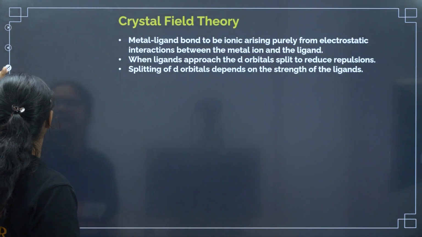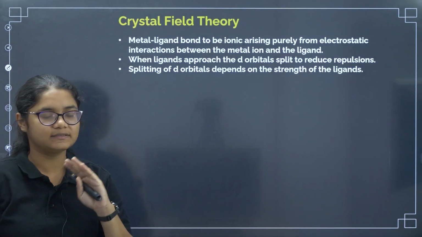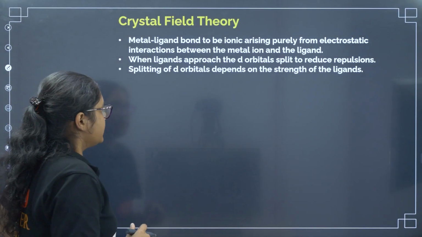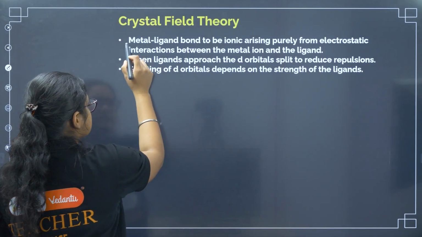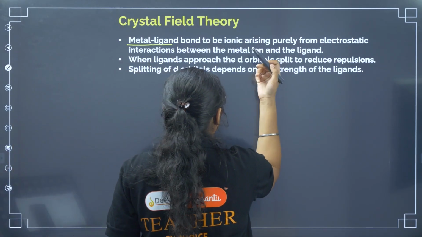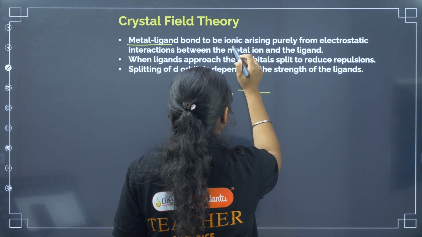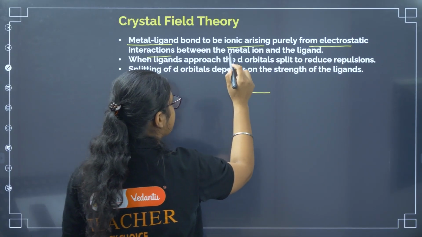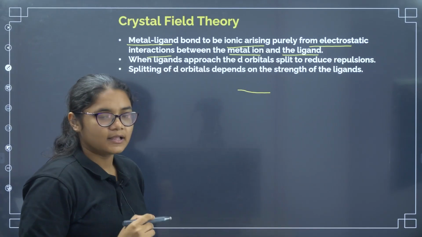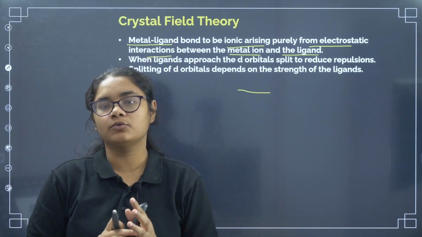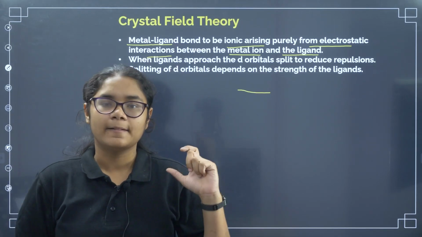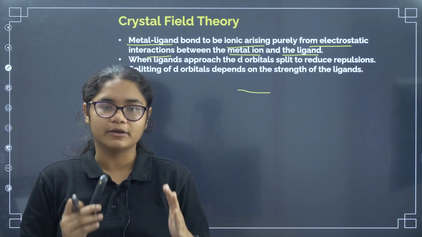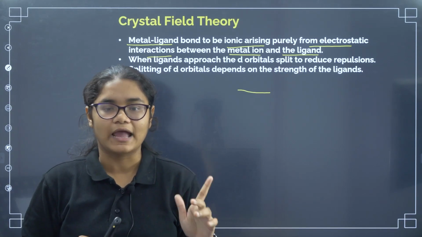So what does crystal field theory tell us? After valence bond theory, the next bonding theory is crystal field theory. In crystal field theory, a question was asked on this. You should know the metal ligand bond is considered to be ionic, arising purely from electrostatic interactions between the metal ion and the ligand. Okay, so this point you should remember. According to this theory, the metal ion and ligand have an electrostatic force of attraction, because of which we consider them as an ionic bond.